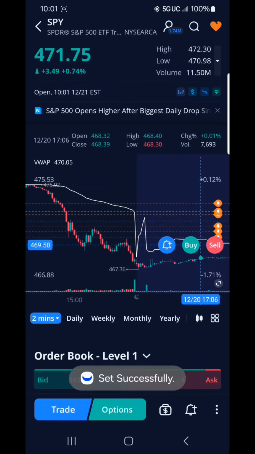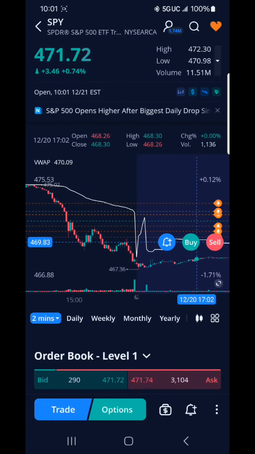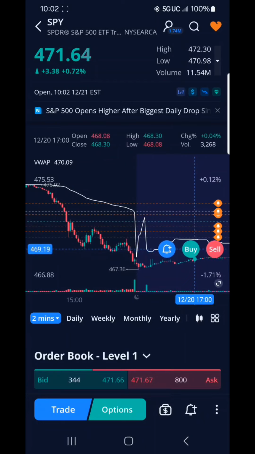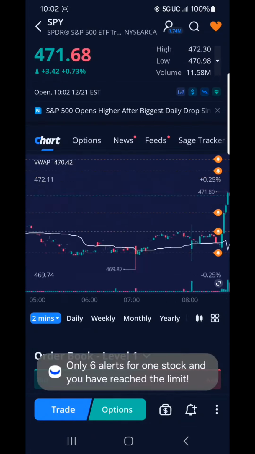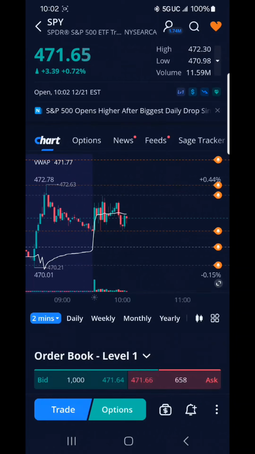And then maybe one more down here. I like this right here, where it found support and then eventually turned it into resistance. But you know what? I like this spot right here too. Tricky, tough call, tough call. I'll probably say right here. Alright, so there we go.